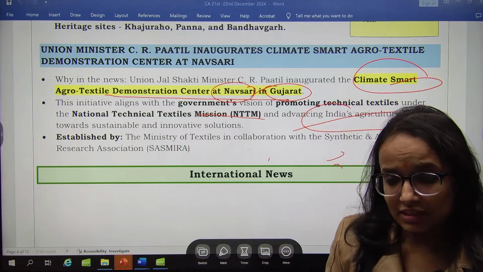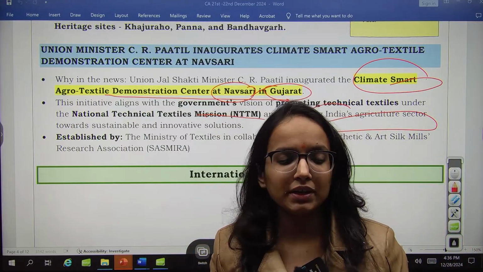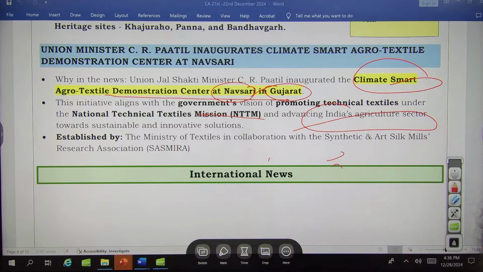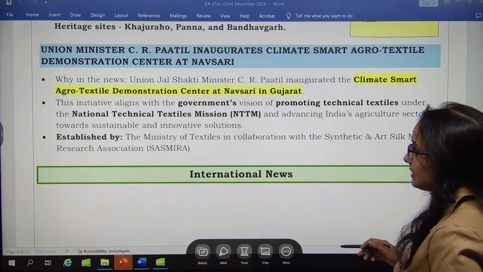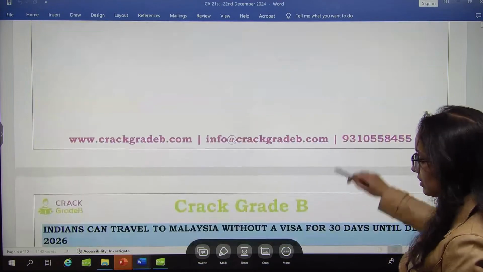And technical textiles is also the future area of questions for all of you, because any development in this sector is also significant. So keep a track on this. Remember the center's location, Navsari, Gujarat. Navsari. Then moving on to international news segment.